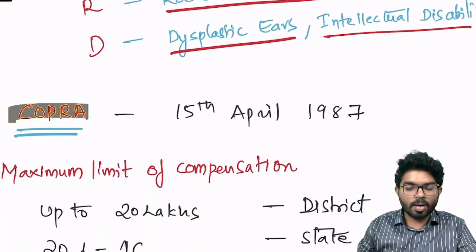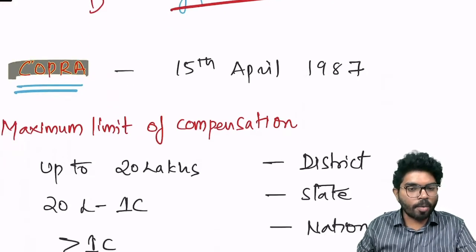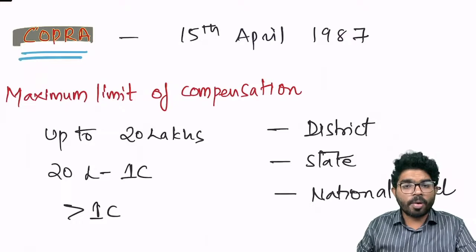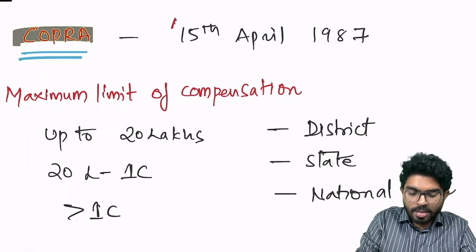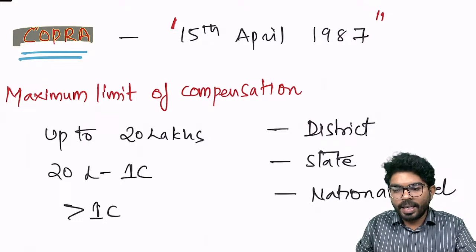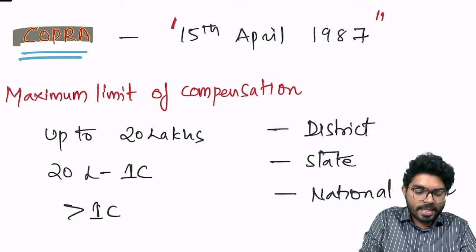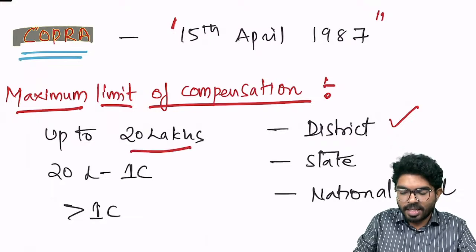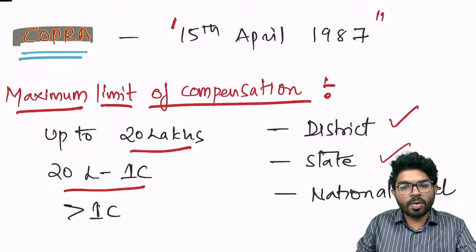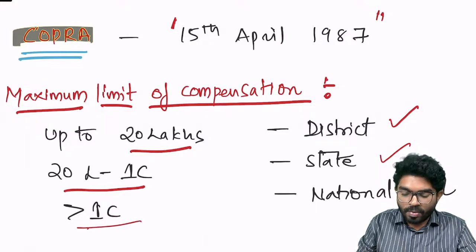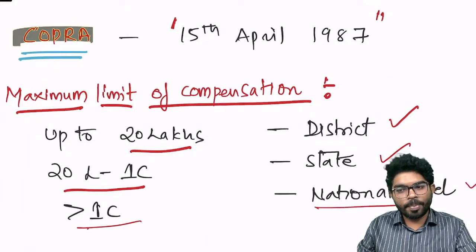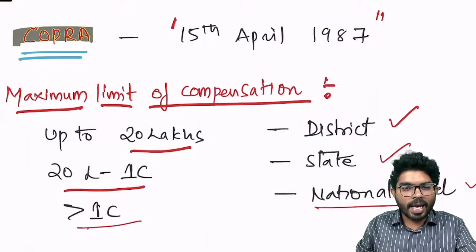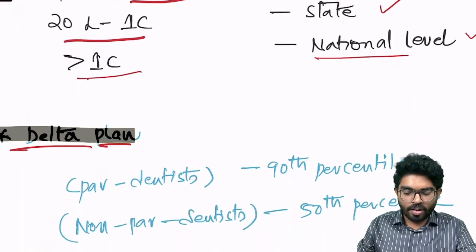Okay, right. So next one is the COPRA Act, that is a community-related topic. That is the Consumer Protection Act, which was started on 15th April 1987. The maximum limit of compensation varies at levels. At a district level it will be up to 20 lakhs. At a state level it will be from 20 lakhs to 1 crore, and at a national level it will be more than 1 crore. Okay, I hope you are familiar with this.